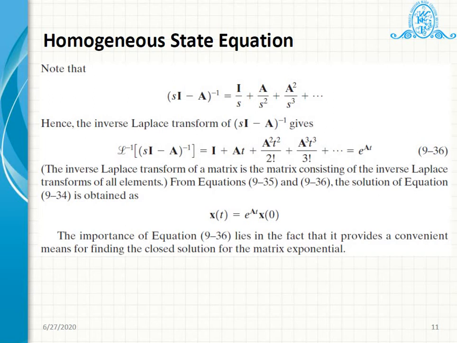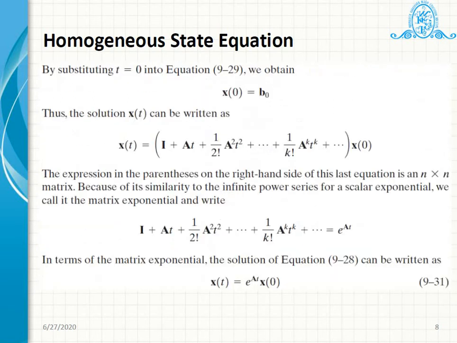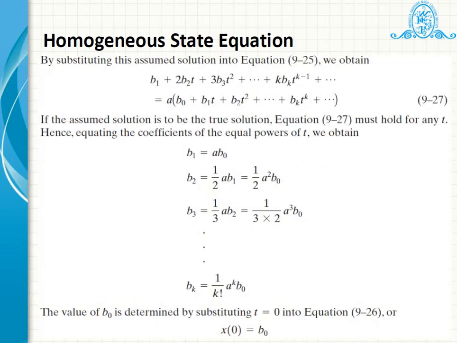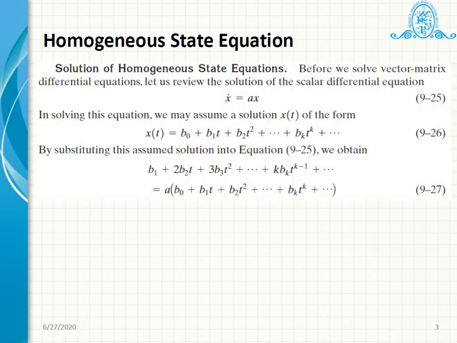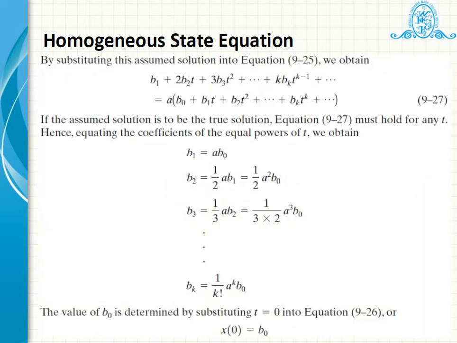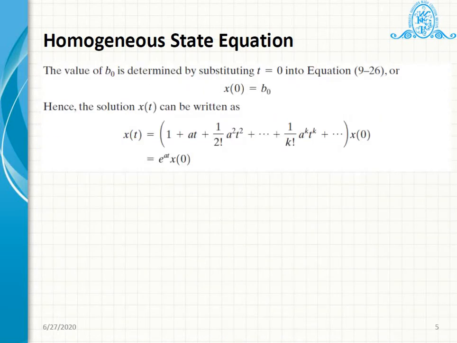So this is the solution of the homogeneous state equation. Here we started with x dot is equal to ax. This is a scalar differential equation. Again I repeat, x is a state, only one state, that's why a is a scalar or a constant, and here we have obtained the solution by comparing the coefficients and using the initial condition. This is the solution. Now the scalar differential equation is solved here.